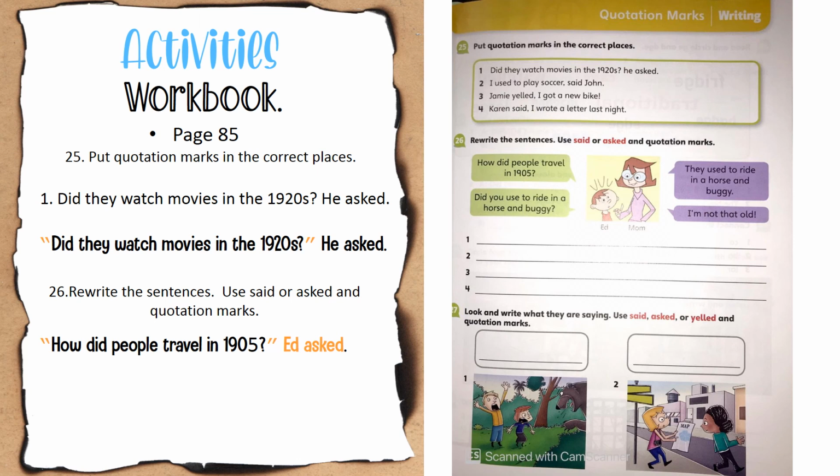Exercise 26. Rewrite these sentences. Use said or asked in quotation marks. For example, quotation marks, how did people travel in 1905? Quotation mark, it asked. Now please finish the exercise.